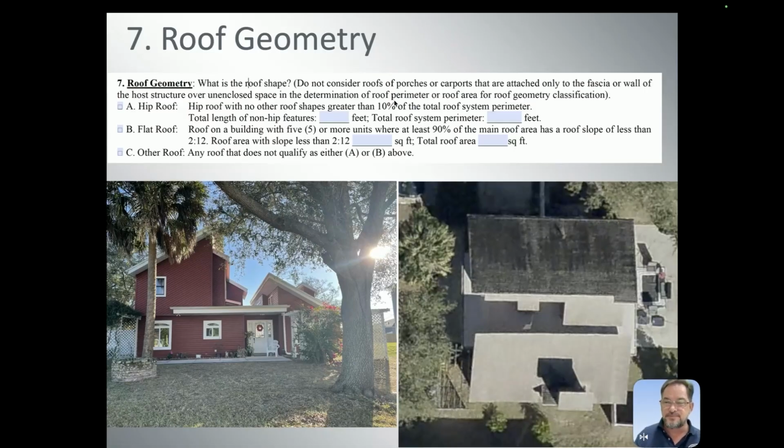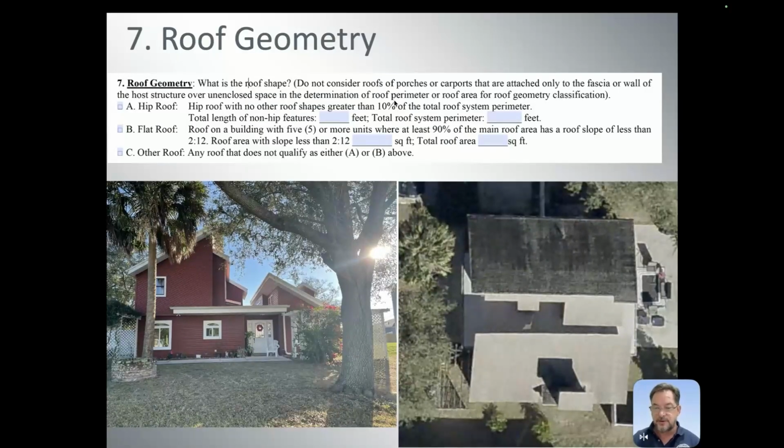But anyway, a couple things here. This really hasn't changed any on the new form, but we are going to look at the hip, the flat roof, and other. And I'll show you some examples, and we'll get this settled. It's a math problem, but I also want you to remember: do not consider roofs or porches or carports that are attached only to the fascia or wall of the host structure, or over unenclosed space, in the determination of the roof perimeter or roof area for geometry classification.